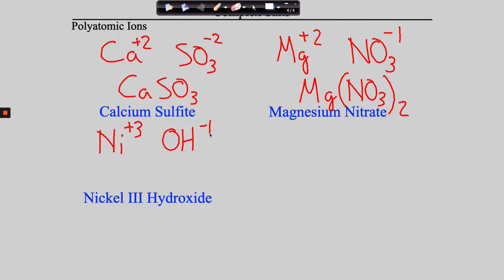Watch. So guys, 3 and 1. How many of these do we need? 1. How many of those do we need? 3. Guys, watch. So we need 1 of these, we need 1 nickel, and then we need 3 OHs. Do you now understand why parentheses are important? Because guys, if we don't put the parenthesis, then that means 1 oxygen and 3 hydrogens. This means 3 OHs. Now do it with me.